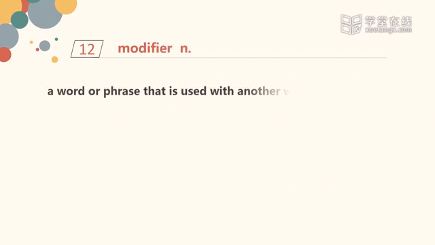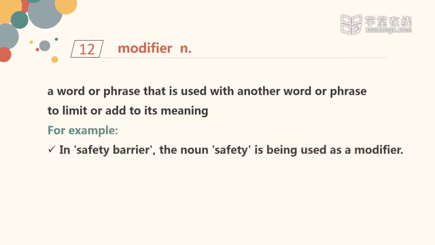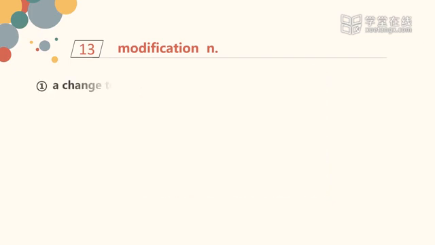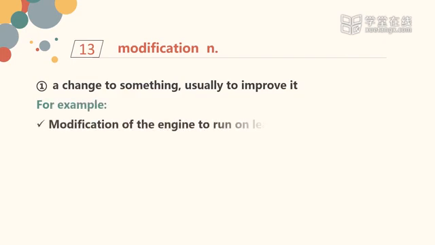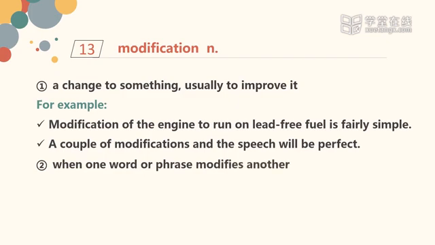Modifier, a word or phrase that is used with another word or phrase to limit or add to its meaning. For example, in safety barrier, the noun safety is being used as a modifier. Number 13. Modification, a change to something, usually to improve it. For example, modification of the engine to run on a lead-free fuel is fairly simple. A couple of modifications and the speech will be perfect. When one word or phrase modifies another.